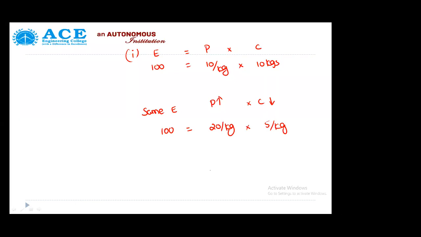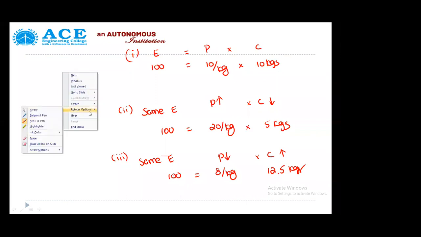When price increases, to maintain the same expenditure, same product constant, you should decrease the consumption. Or if the price is 8 per kg, then consumption must be 12.5 kgs. So consumption is increased to maintain the same expenditure. Yeah, we can consider that. Fine. So guys, one decreases, the other should increase to maintain the same expenditure. Now let's see the question.